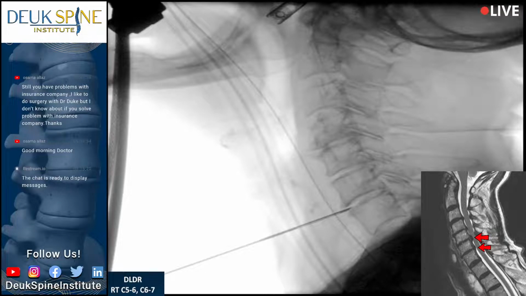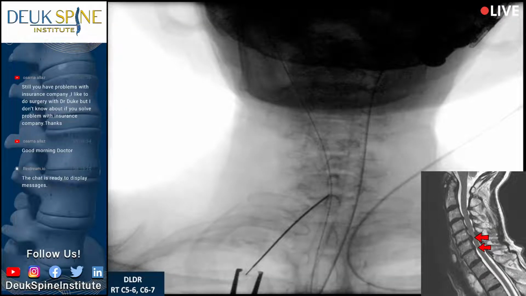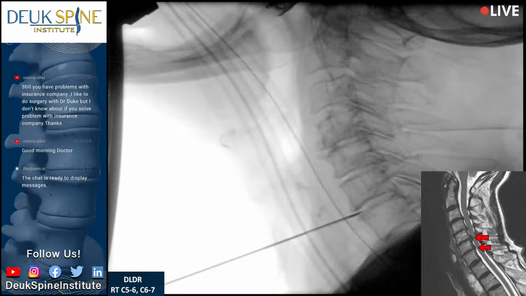So 2, 3, 4, 5, 6, 7. I am at the front of the C6-7 disc. I just want to check an AP x-ray, make sure I'm in the midline, which I am. It's perfect. So I'm checking 2 views, the front back and the side to side. The front back's called AP, and the side to side is a lateral view. You can see the needle is sitting at the front of the disc at C6-7. So I'm going to enter that disc now that I'm confident I'm in the right entry point of the disc.